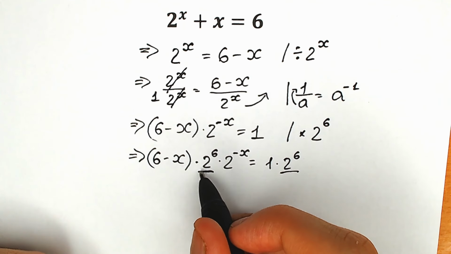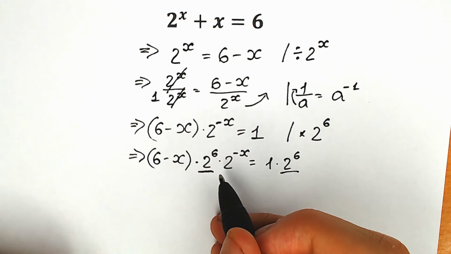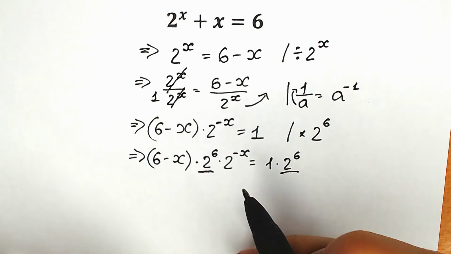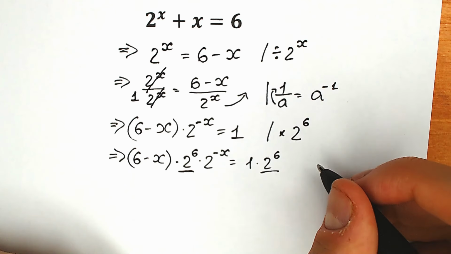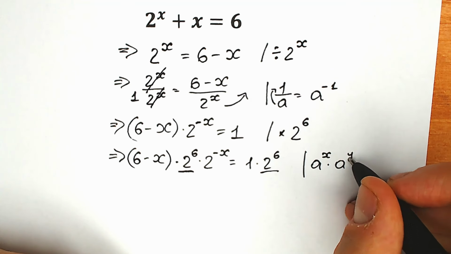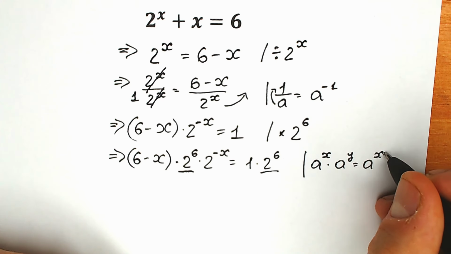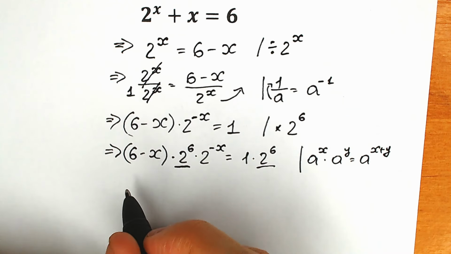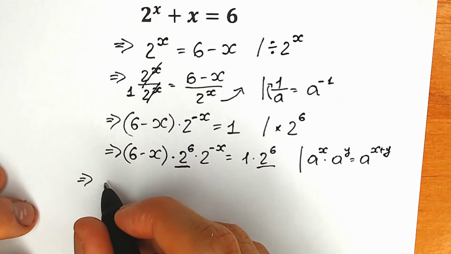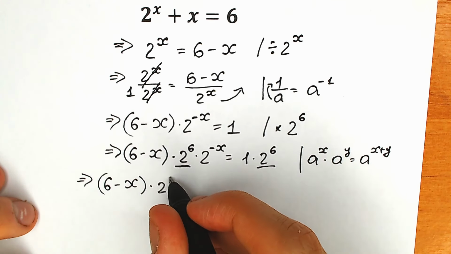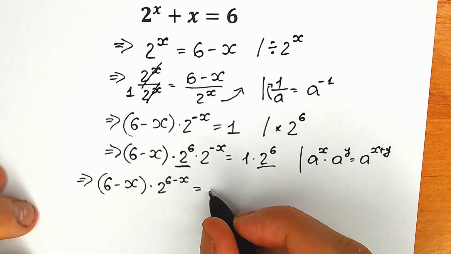Right now, if we look closely, we have 2 to the power 6 times 2 to the power minus x. So we have two expressions with the same base. So we have 2 and 2, and we have multiplication. According to a basic math property, whenever you have, for example, a to the power x times a to the power y, we can write it as a to the power x plus y. So we can write it as 6 minus x. Let's do this. As a result, we have 6 minus x in the beginning times 2 to the power 6 minus x equal to 2 to the power 6.